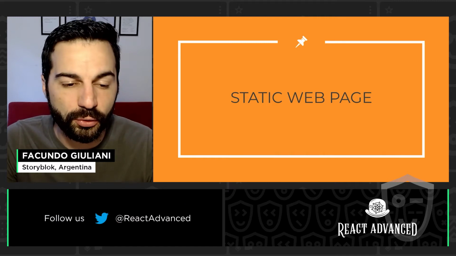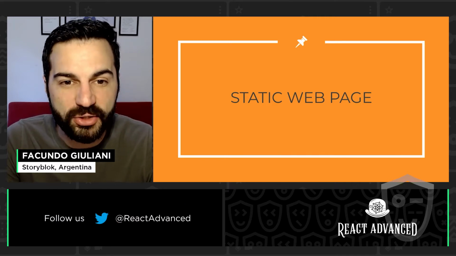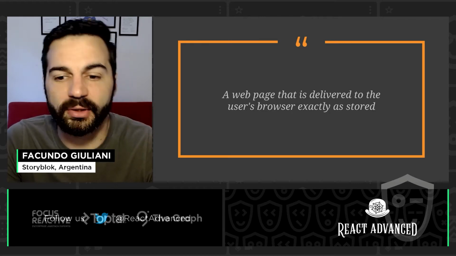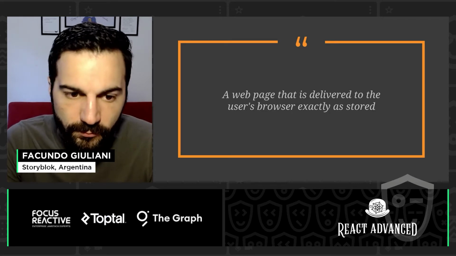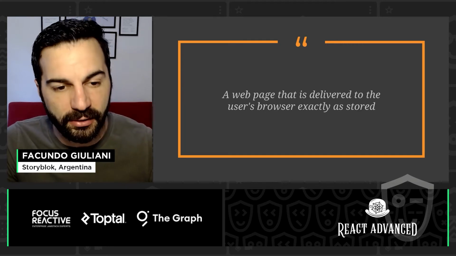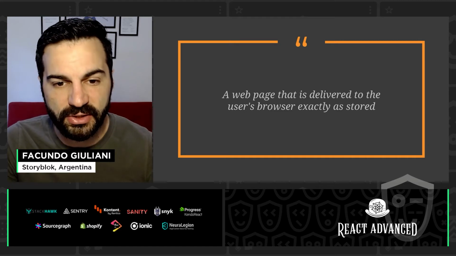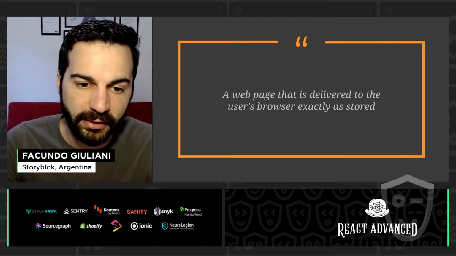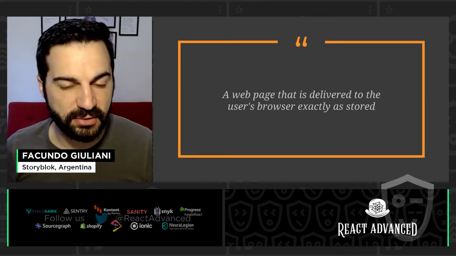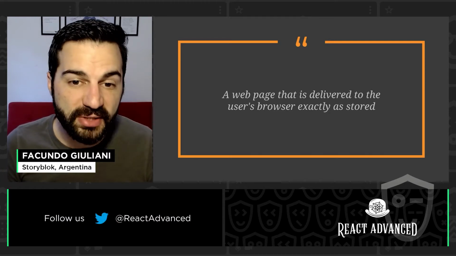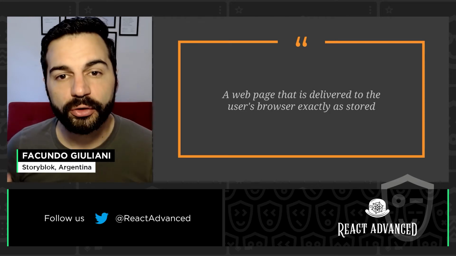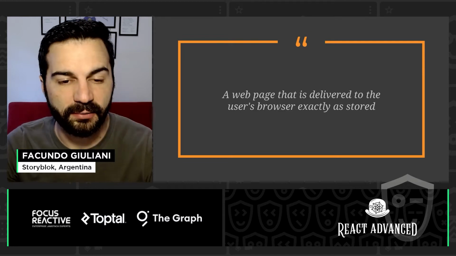So first of all, I wanted to define what a static web page is. It's a web page that is delivered to the user's browser exactly as stored. So we can have a web page that is made up of an HTML file, a CSS file, and a JavaScript file, and that will be considered a static page. That doesn't mean that the content of the page will be static, but we will be delivering the same files to all the users that visit our website.